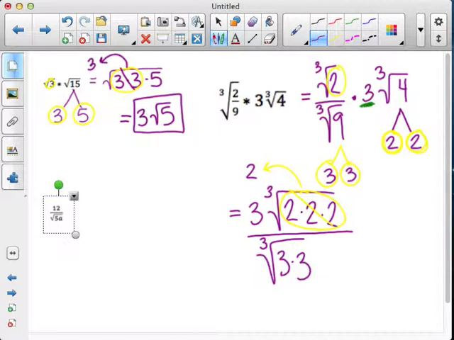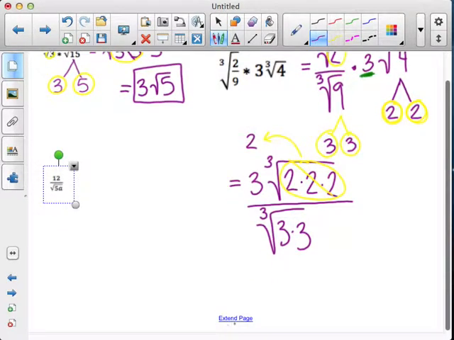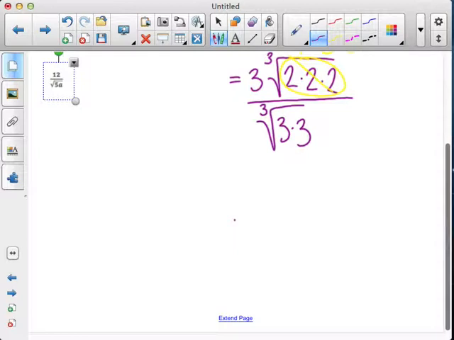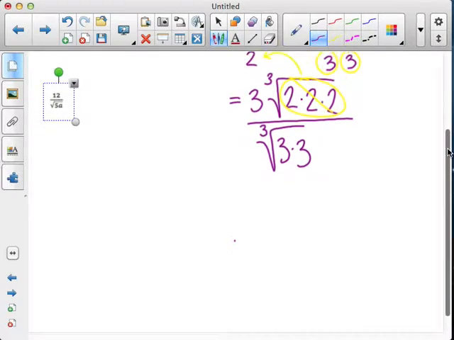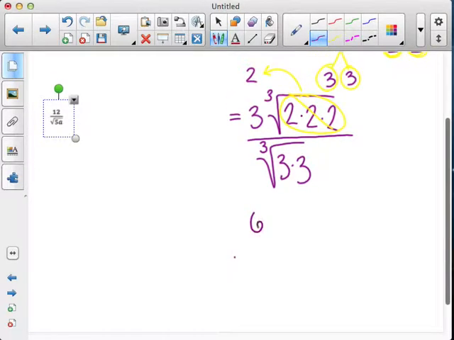Now there's already a 3 in front, and I just took another 2 out. We're multiplying here, so that becomes a coefficient of 6. So I end up with 6 out front. There's nothing left in the radical in the numerator, and I just have 3 times 3 in the denominator.